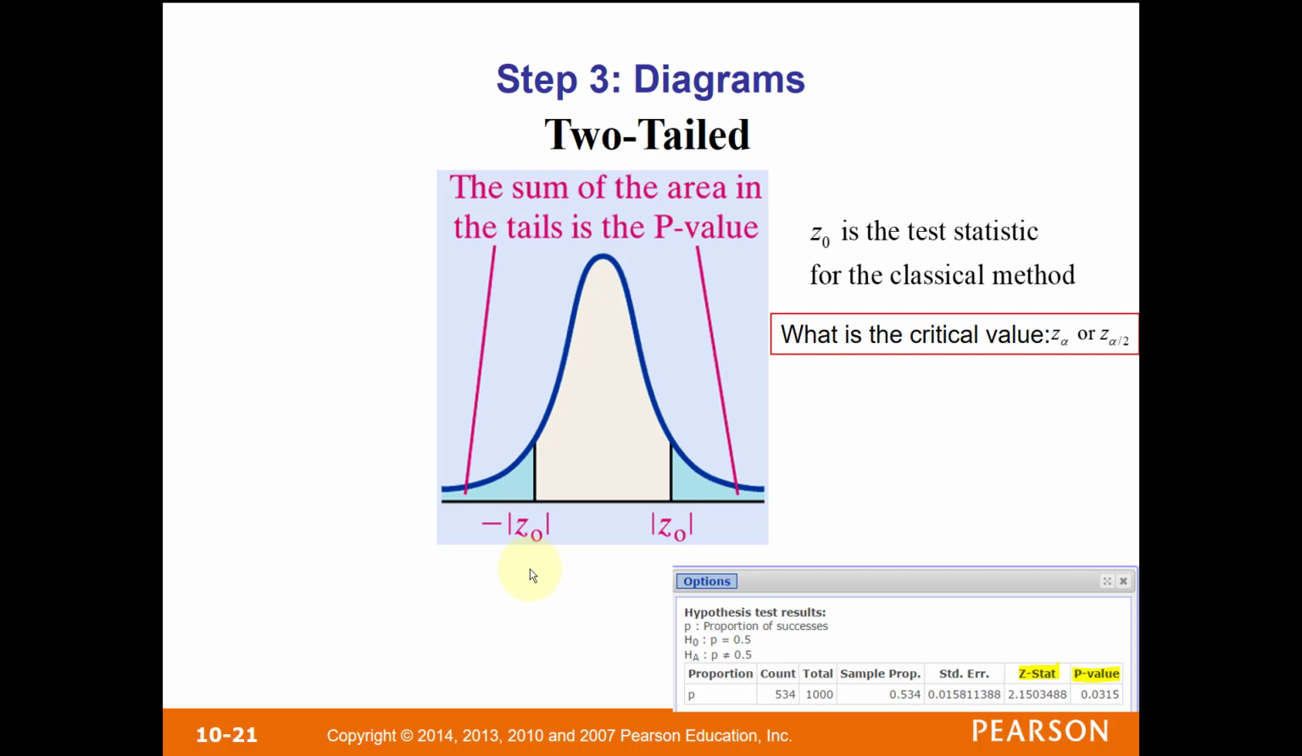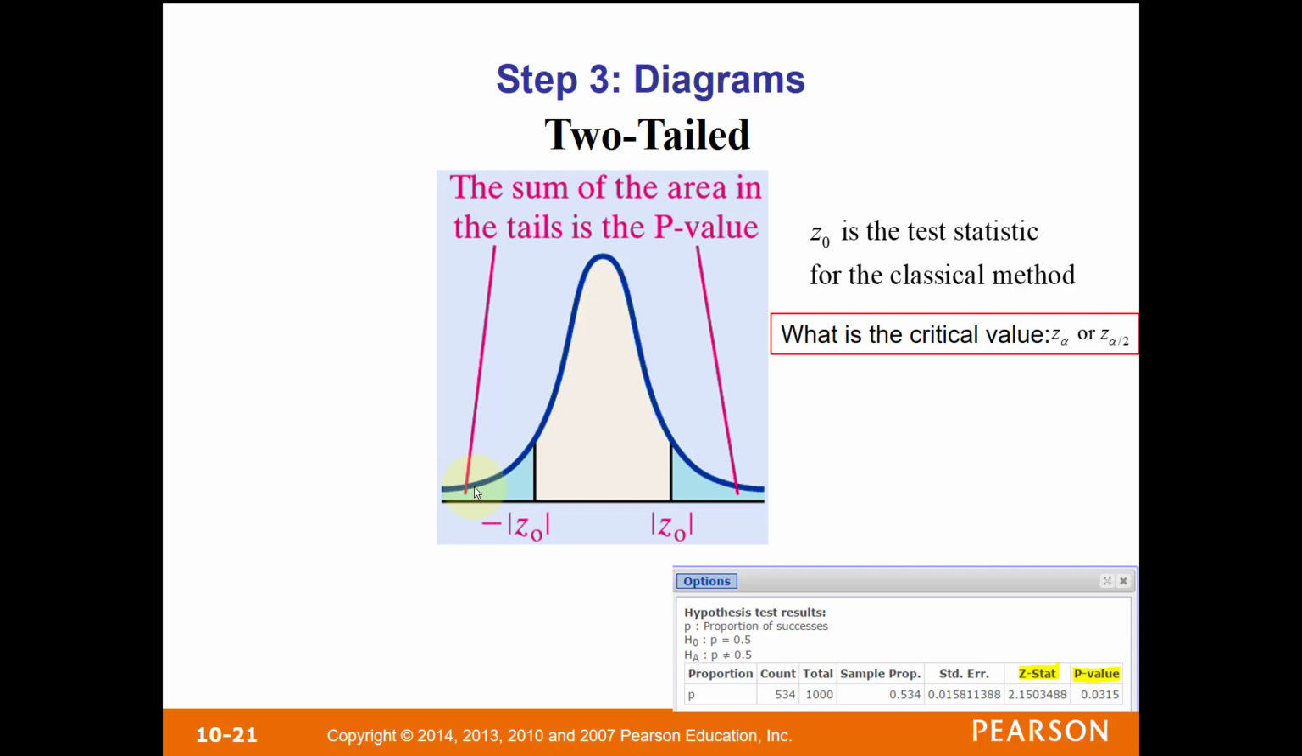So we're going to have to briefly talk about the classical method, and we'll do that in a minute. But when you have the classical method, you have something called a test statistic, subscripted z subscript 0. And you also have something called a critical value, z subscript alpha, z sub alpha, or z sub alpha over 2. If it's two-tailed, you get half of alpha on each side. Now, we'll talk more about the test statistic later and the classical method.